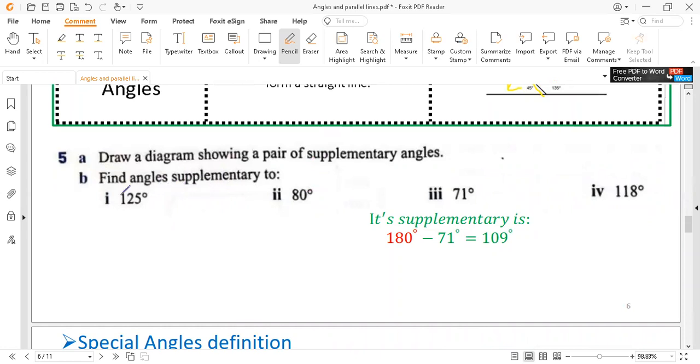Normally it is easy. What do we add to 125 to obtain 180? So it is easy to subtract 125 from 180 to obtain finally 55 degrees, and so on.